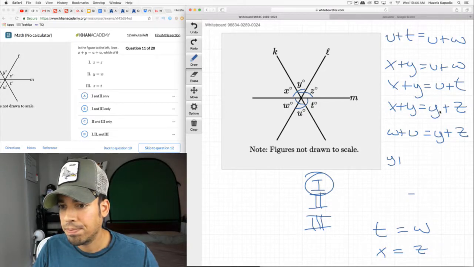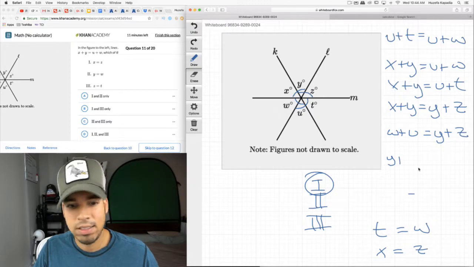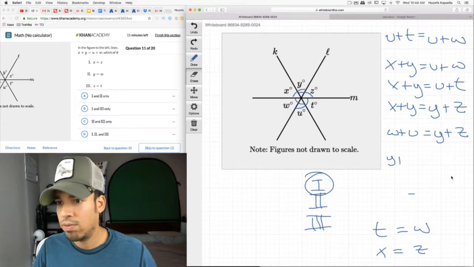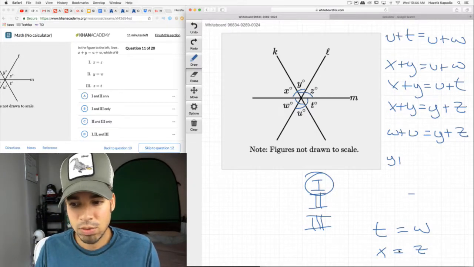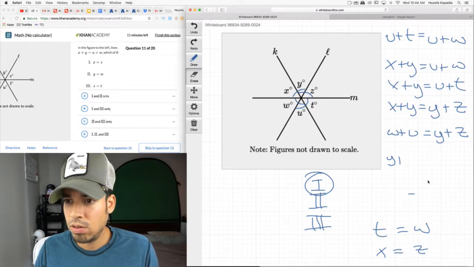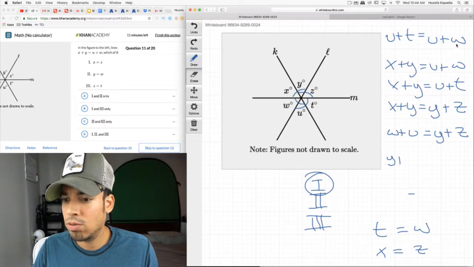Y plus Z equals X plus Y. Y plus Z equals W plus U. W plus U equals X plus Y. X equals Z. I already found that one. So X equals Z, T equals W. What else does W equal?